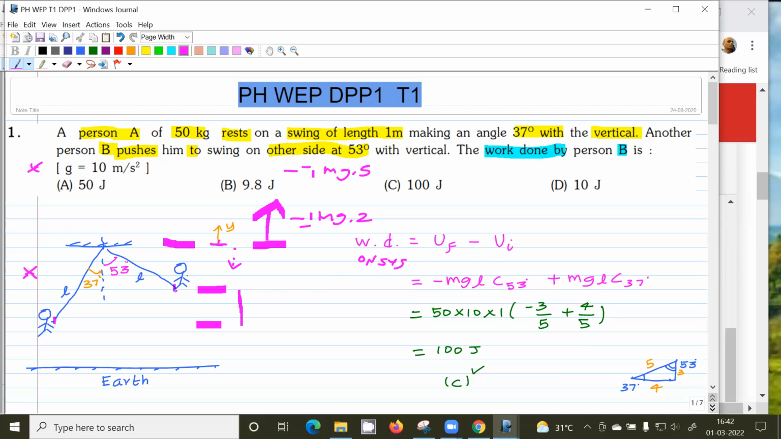And mgh of this point, this is the height. Since this is the negative side, the height is minus L cos 53. And the height of this point is on the negative side, minus L cos 37, and there is one more minus sign here, so that will make it plus L cos 37. Yes, sir.